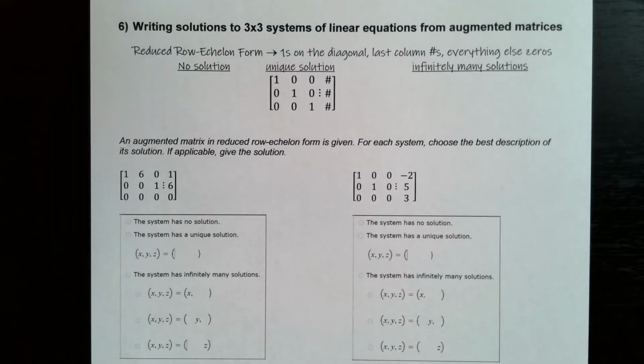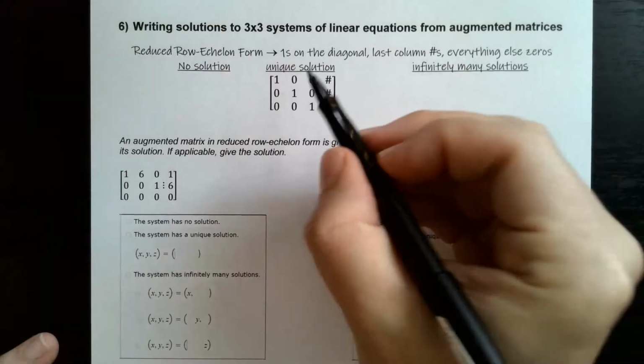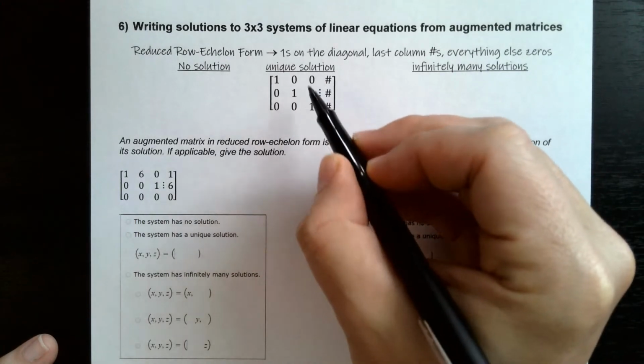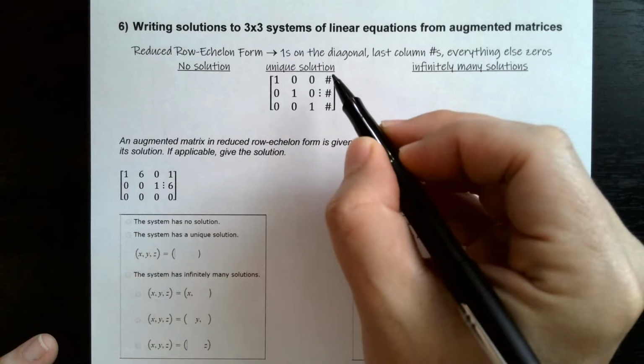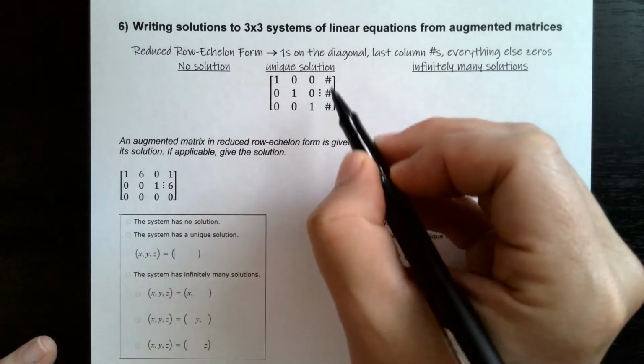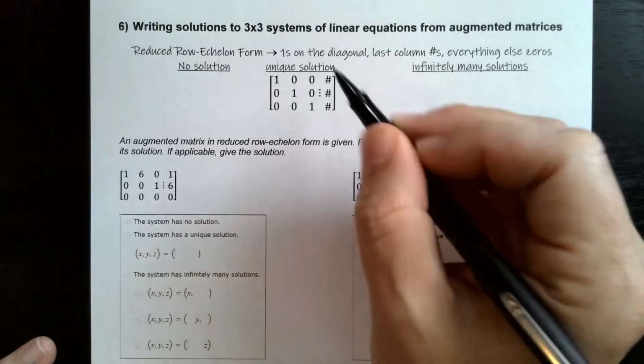In this video, we're going to be talking about writing solutions to a 3x3 system of linear equations from augmented matrices. To get a unique solution out of a 3x3 augmented matrix, it needs to look like this. You need to have ones on the diagonals right here, zeros everywhere else, and then numbers over here. These could be positive, negative, zero, whatever. If you get something like this, that's good.